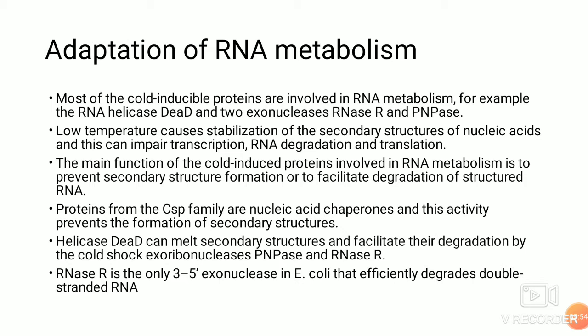RNase R is a 3' to 5' exonuclease in E. coli that efficiently degrades double stranded RNA. When you have low temperature, the curvature of the DNA changes and it becomes more and more negatively supercoiled. This effect partially depends on the activity of the histone-like protein HU-beta and gyrase, an enzyme capable of introducing negative supercoils. This negative supercoiling in turn triggers the transcription of cold induced genes, in a way that still needs to be clearly understood.